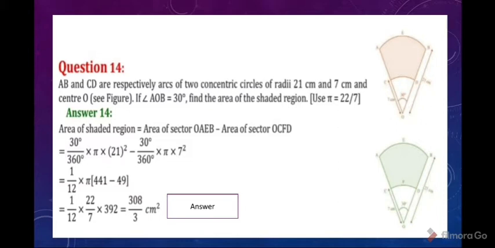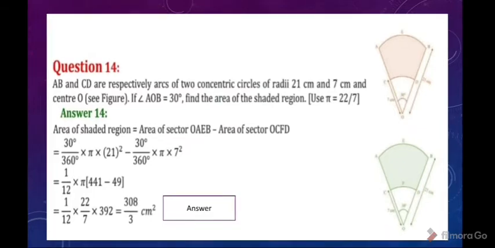The question is: AB and CD are respectively arcs of two concentric circles of radius 21 cm and 7 cm, and the center is O. If angle AOB is equal to 30 degrees, find the area of the shaded region.